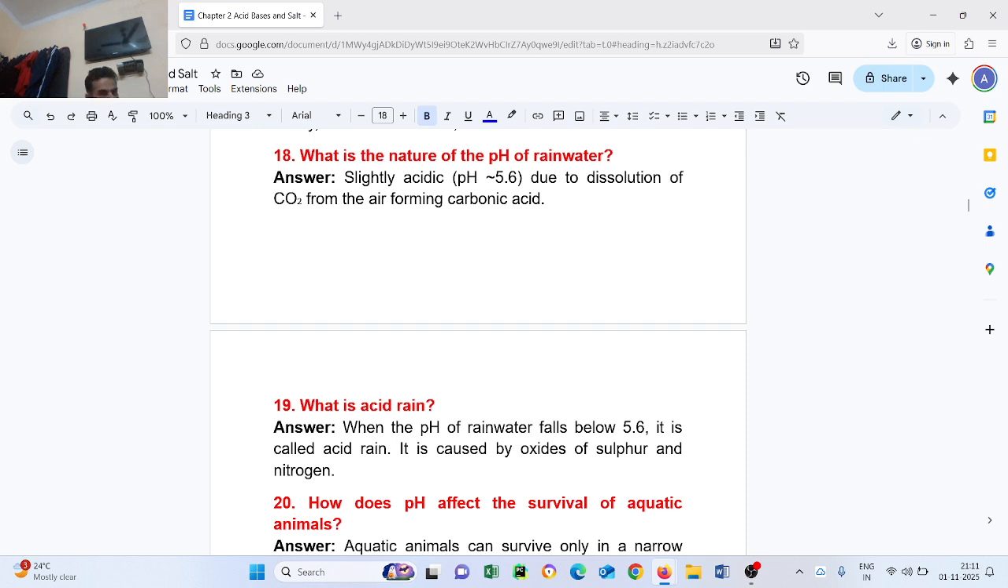Question number 19. What is acid rain? When the pH of rainwater falls below 5.6, it is called acid rain. It is caused by oxides of sulfur and nitrogen.